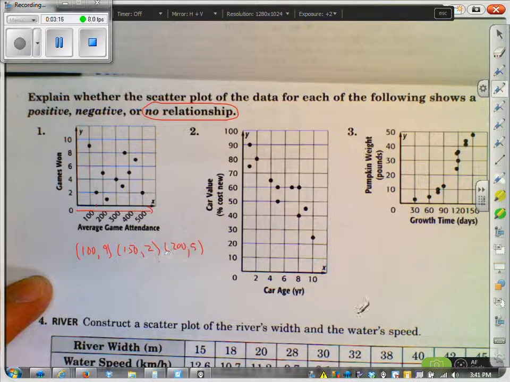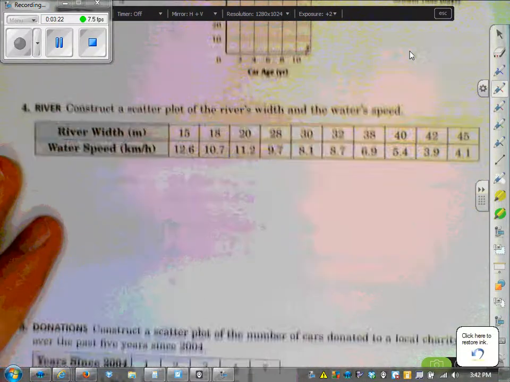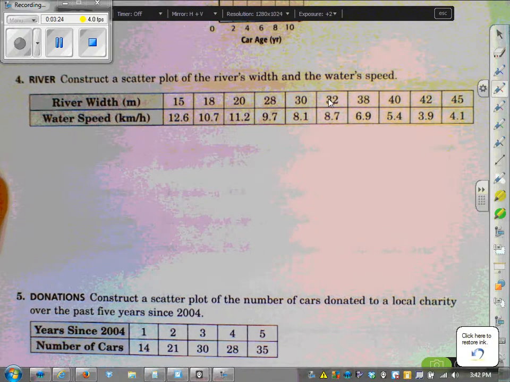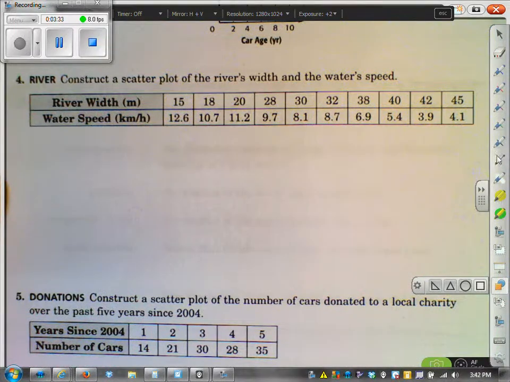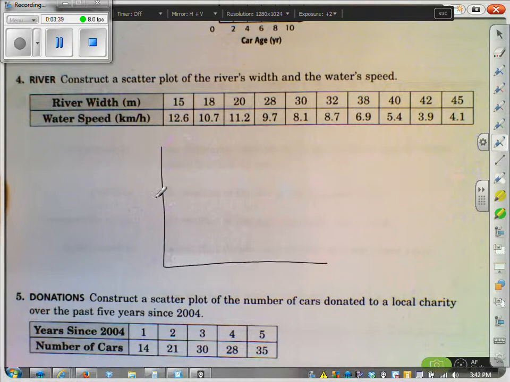Of course, I think you can pick out the positive or negative relationships with these other ones. With these, I do actually want you to make the graph. You can use graph paper if you have any at home. I do want you to make the x and the y axis, and here's your river width. Here's your water speed. And I want you to graph those.